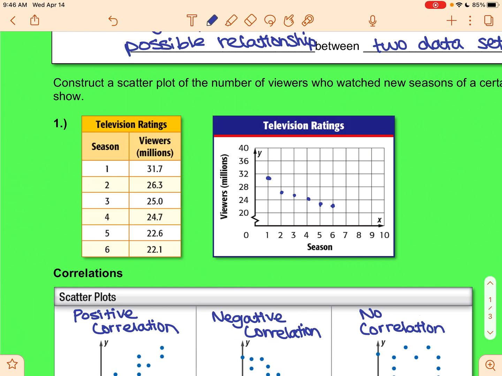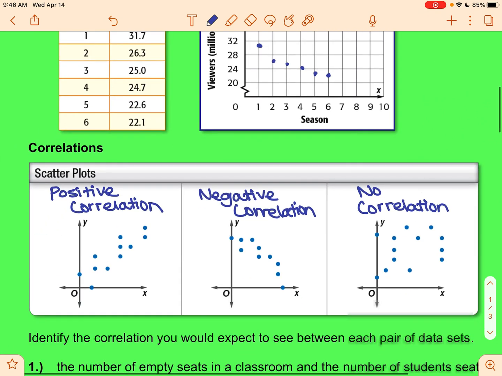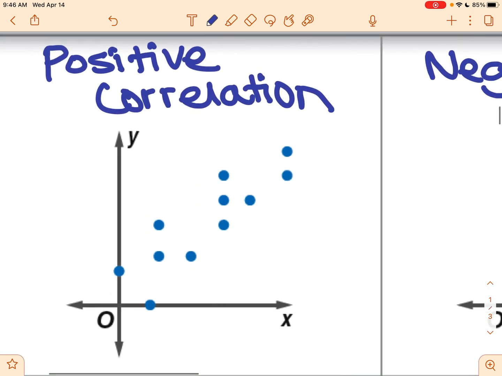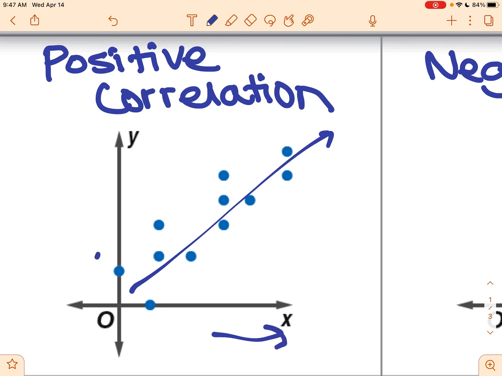Alright, so now we are going to take a look at a word that's called correlation. What correlation means is, if we take a look at this graph right here, all our dots kind of look like they're increasing, right? It kind of looks like they're going in that direction. So what we would call this is a positive correlation, because as our x value gets bigger, so does our y value. So when your dots are going up, that is a positive correlation.